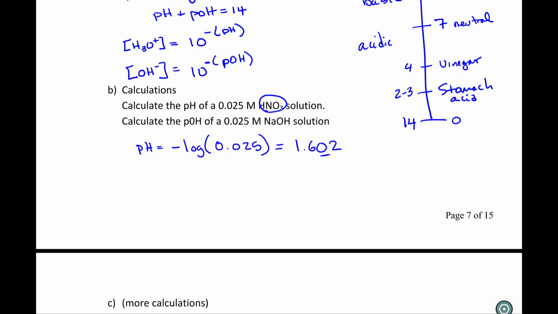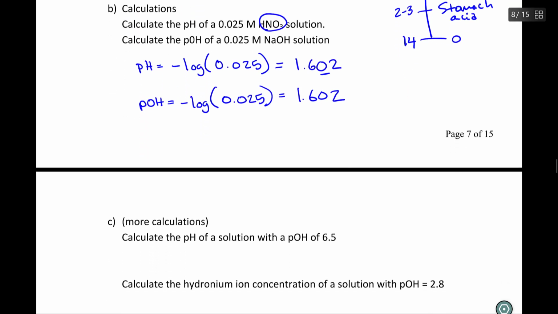Now we're going to do the pOH, right? pOH and the molarity of sodium hydroxide, again, negative log, right? And the concentration of the hydroxide ion, and because it's a strong base, the hydroxide ion concentration is the same concentration as the sodium hydroxide, and that'll actually give you the same number, like that. But one's a pH, it's the log scale of the hydronium ion concentration, or the log scale of the hydroxide ion concentrations.